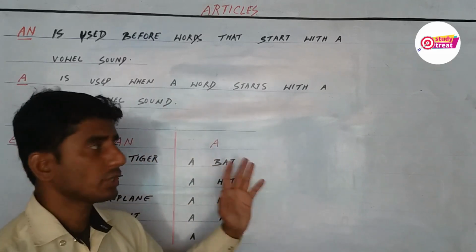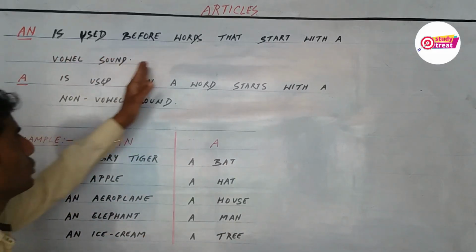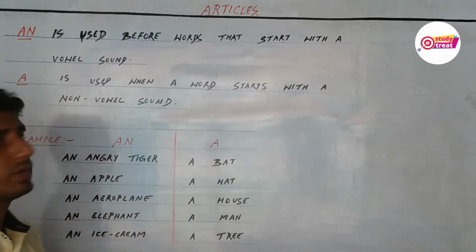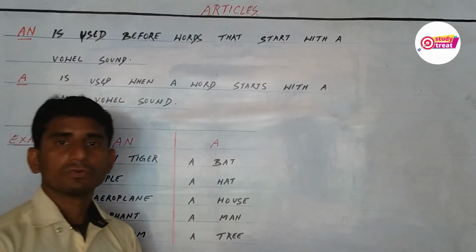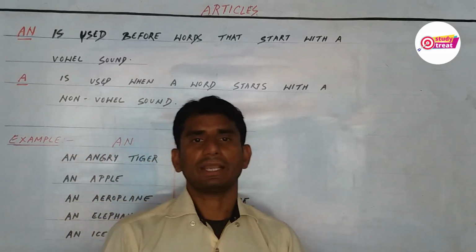Now come, let us start our class. An is used before words that start with a vowel sound. When this sentence comes guys, it plays in our mind.